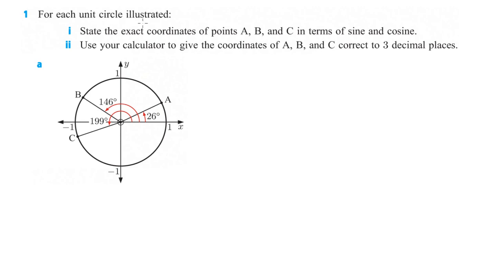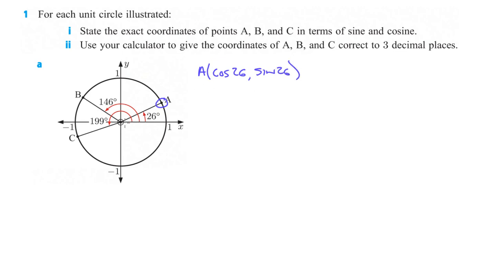First one's number 1. For each unit circle illustrated, state the exact coordinates of points A, B, and C in terms of sine and cosine, and then use your calculator to give the coordinates of A, B, and C corrected to 3 decimal places. So point A is going to be, it's this angle right here, 26, so the x value is going to be cosine 26. The y value is going to be sine of 26.